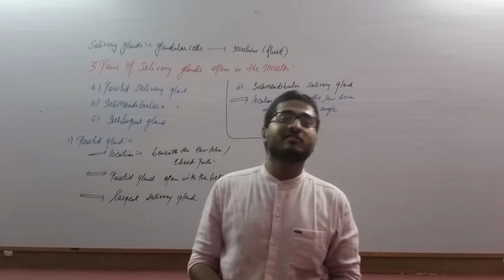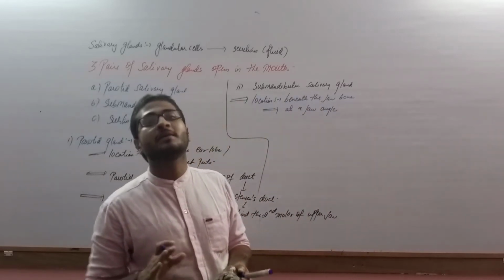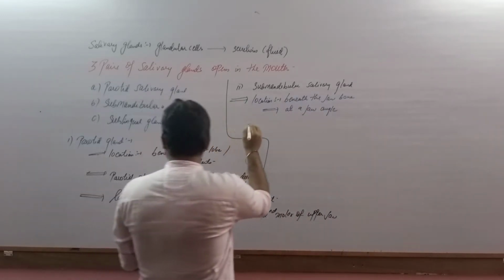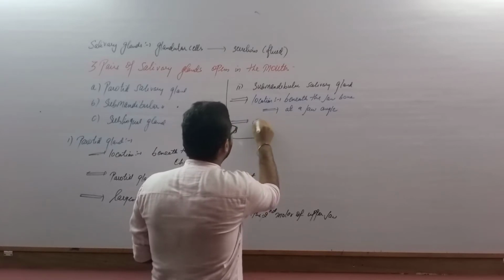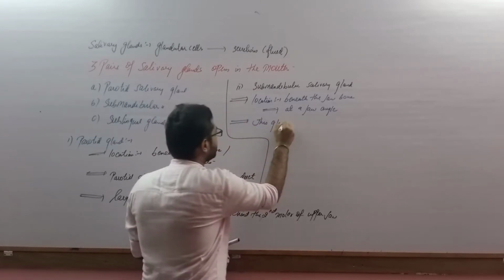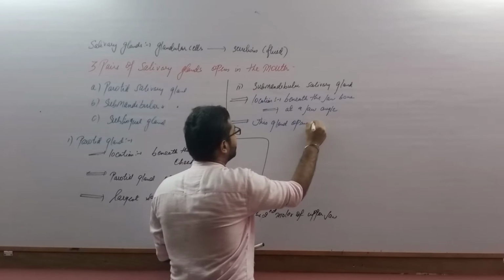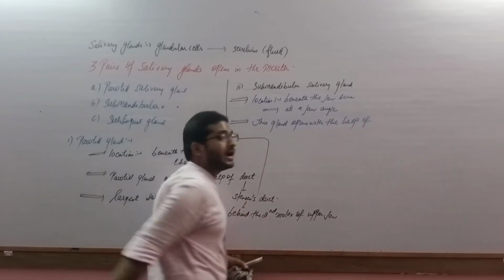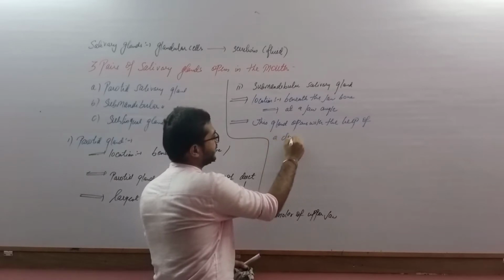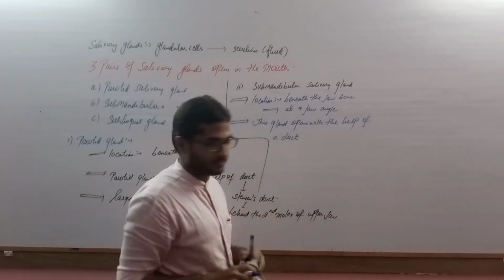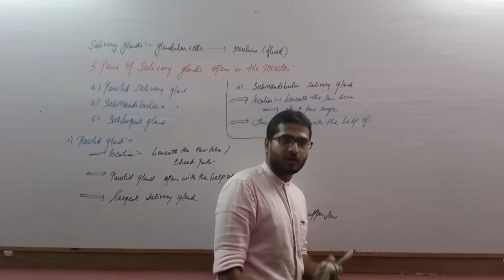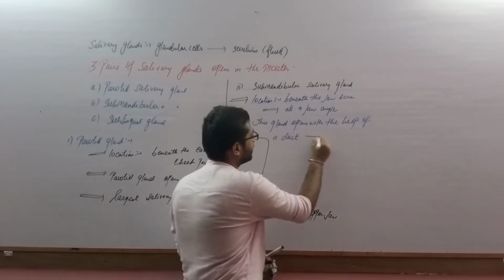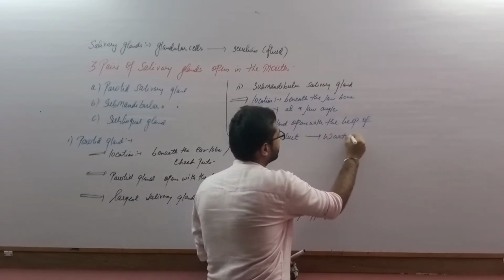Now, like the parotid gland, the submandibular submaxillary gland also opens with the help of a duct, and this duct is called Wharton's duct. The name of the duct is very important for competitive exams. Duct means a kind of tube. So this gland opens with the help of a duct, and the name of the duct is Wharton's duct.